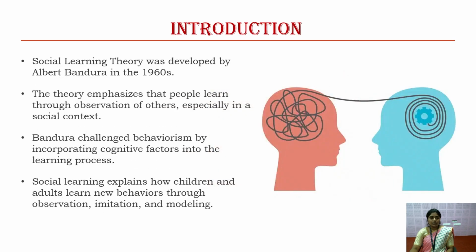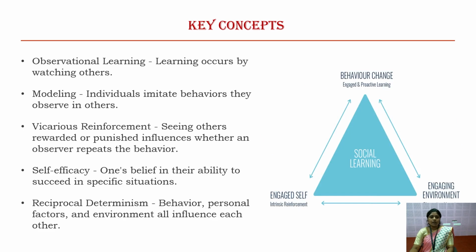Coming to the introduction, social learning theory was developed by Albert Bandura in the 1960s. This theory emphasizes that people learn through observation of others, especially in social context. Social learning theory explains how children and adults learn new behavior through observation, imitation, and modeling. Bandura also challenged the behaviorism school by incorporating cognitive factors into the learning process. The key concepts of this theory are observational learning, modeling, vicarious reinforcement, self-efficacy, and reciprocal determination.